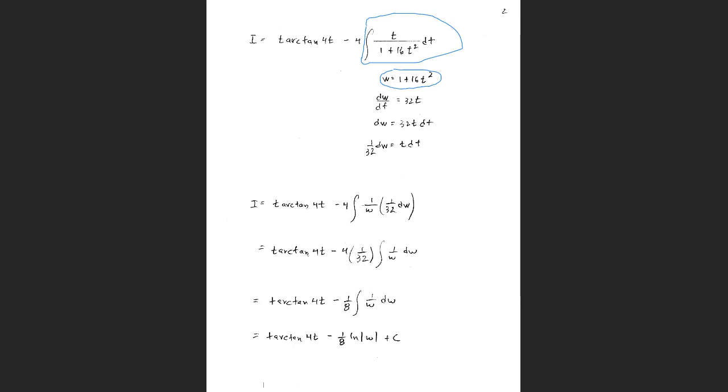Okay, well, W is 1 plus 16t squared. So let me just make a note here. So the 1 plus 16t squared is W. So that means then I've got to figure out what t times dt is. Well, t times dt turns out to be 1/32 dw.